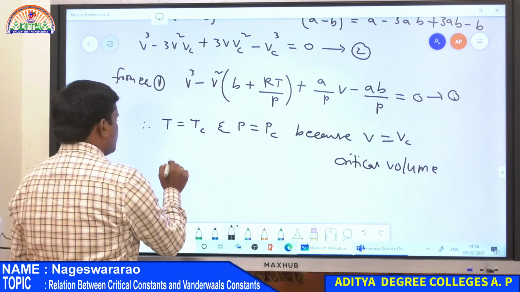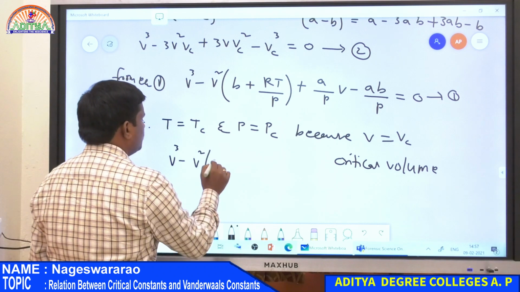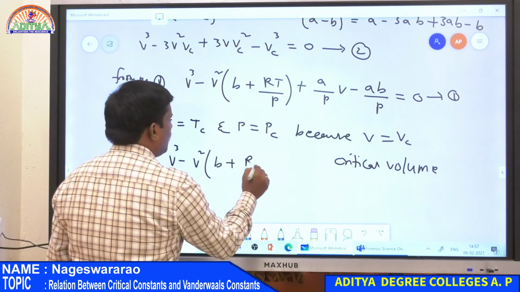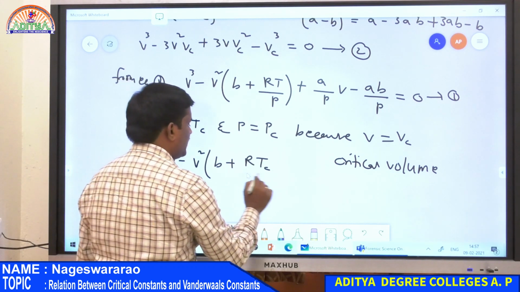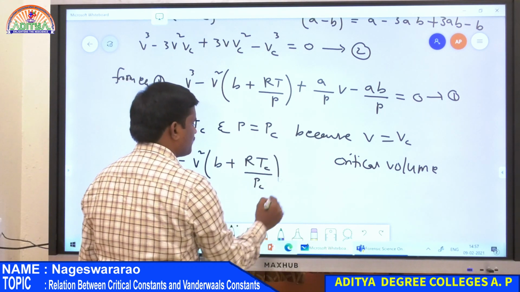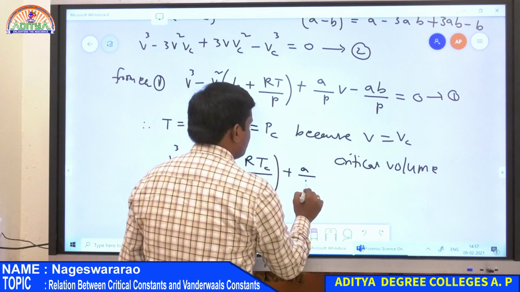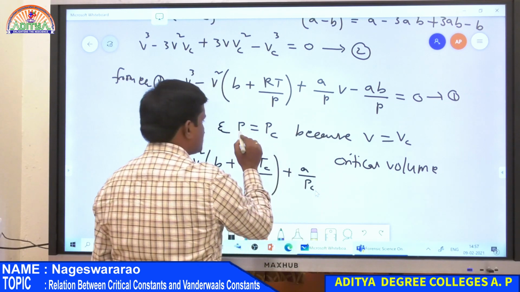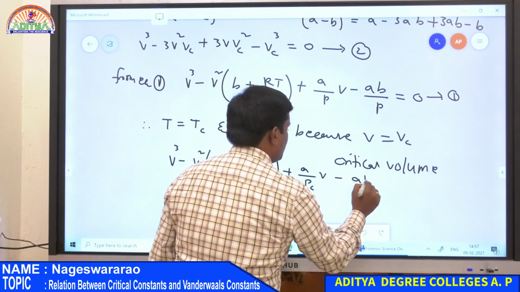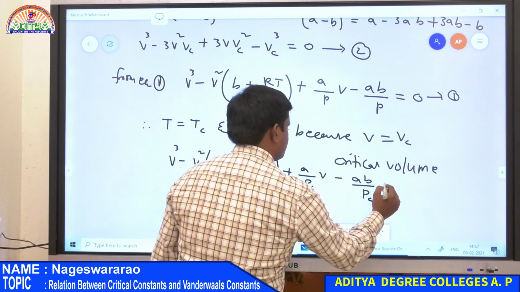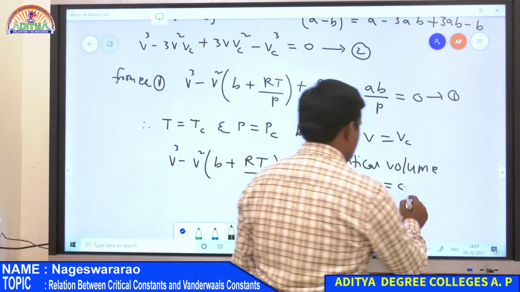Therefore, you get v cube minus v square into b plus RTc divided by Pc, in place of T it is Tc. Next, a by Pc, because in place of P it is Pc, into V minus AB by Pc is equal to 0. This is taken as equation number 3.